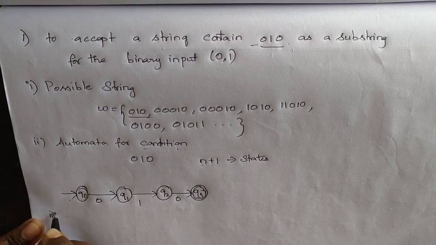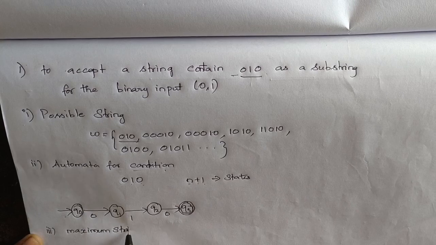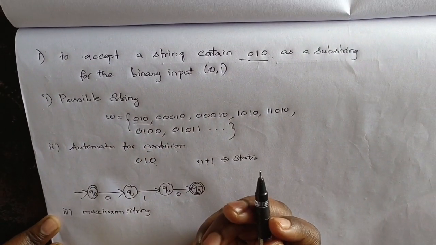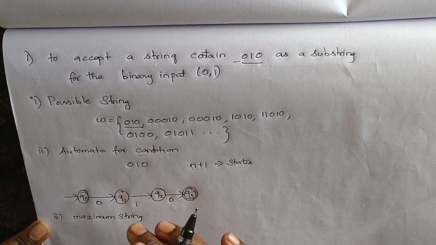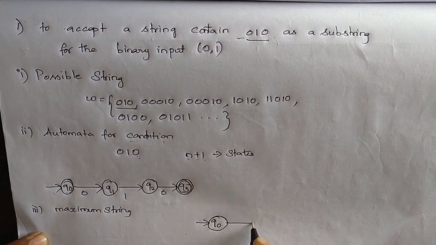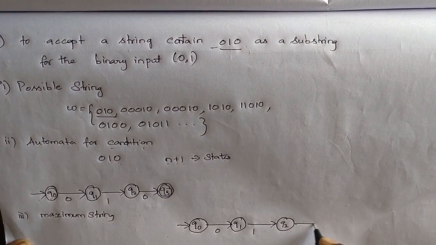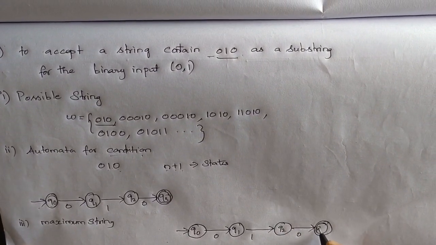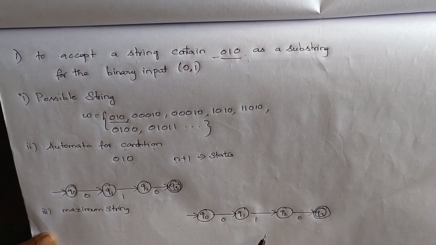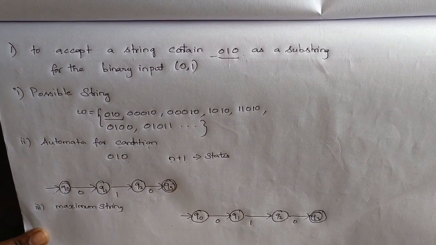Next, third, we have to convert it into the maximum string. The maximum string is one that has n number of zeros or n number of ones, or a combination of zeros and ones, in the front and back. So this is the maximum string condition. First you draw the minimum one: Q0, 0, Q1, 1, Q2, 0, Q3. Next, for every state we check what input is transferred and what the balance input is, and how to transfer it without changing the condition given in the question.